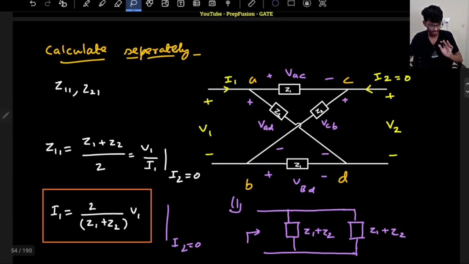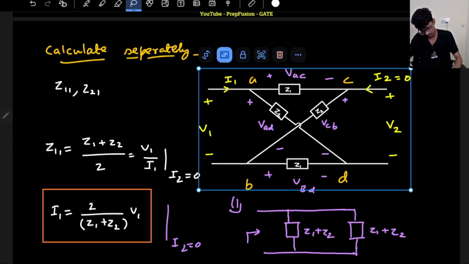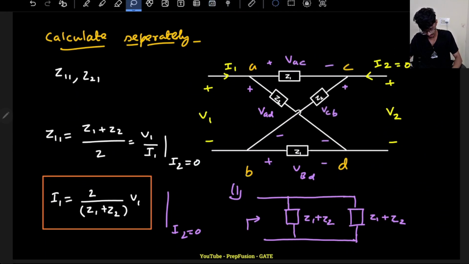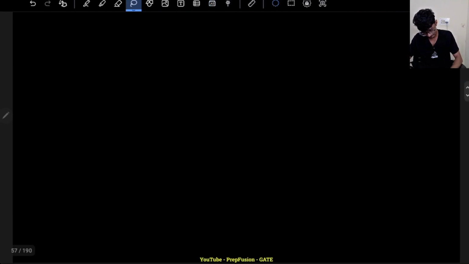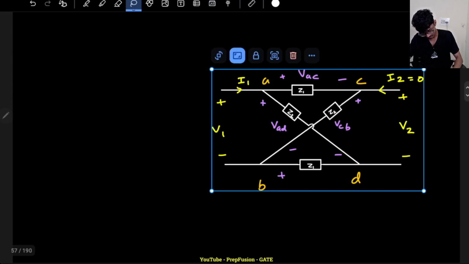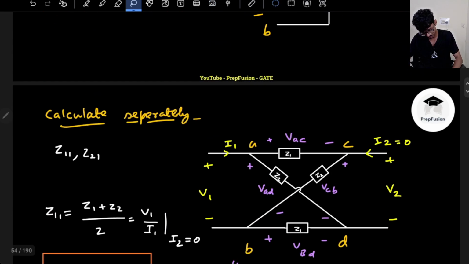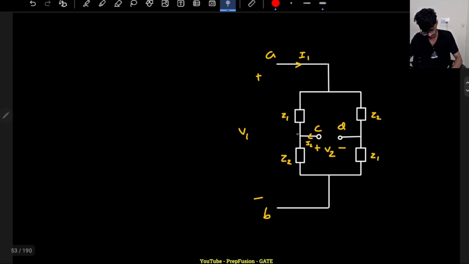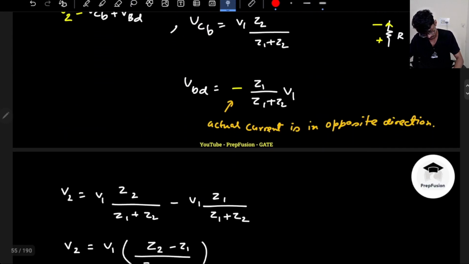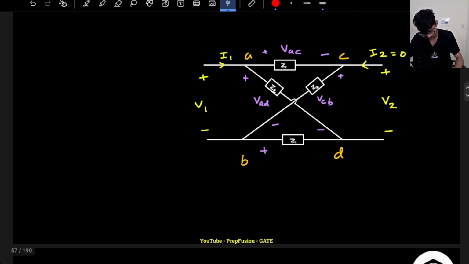So now I hope other parameters will be a bit easier for you to find out. So again, it is a symmetrical network, right? From this portion as well, you can understand this is a symmetrical network. This is almost like a symmetrical network. Why? Because you will see that Z11 is equal to Z22.